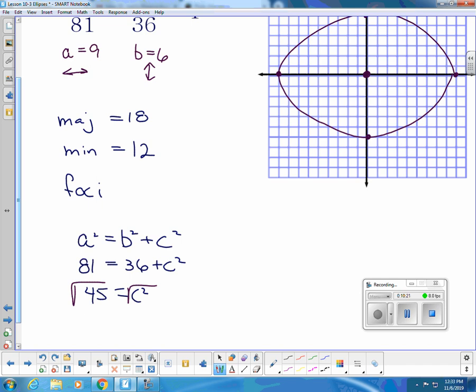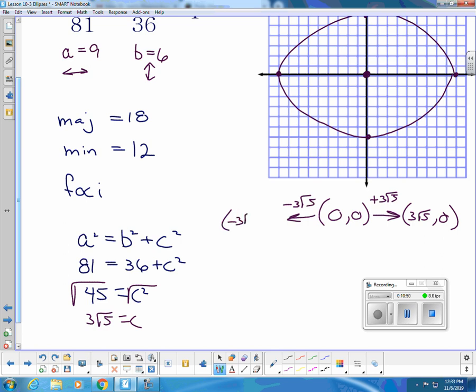3 square roots of 5. So that's my distance from my center to the focal points. So I'm going right to left. So here's my center. I go right, so I'm going to add 3 square roots of 5 to 0. So I'm at 3 square roots of 5. My y is still 0. I'm going left, 3 square roots of 5, 0. So those are my focal points.